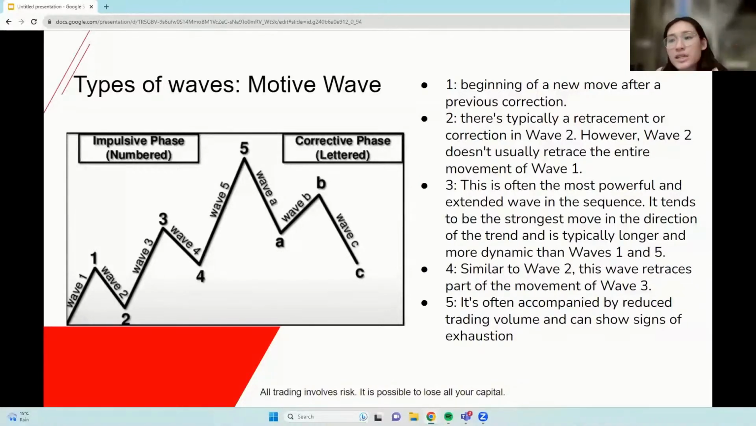So this is all leading us to the final wave 5. This is the final wave of the trend and represents the last push in the direction of the primary trend. It's often accompanied by reduced trading volume and can show signs of exhaustion.